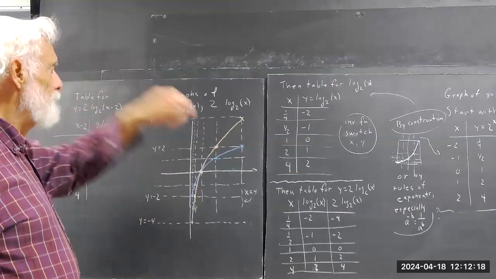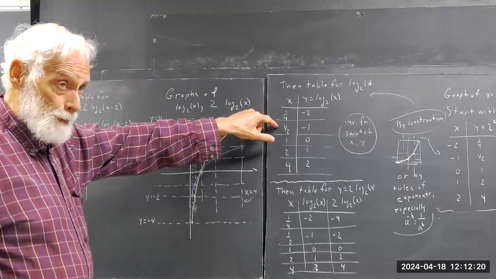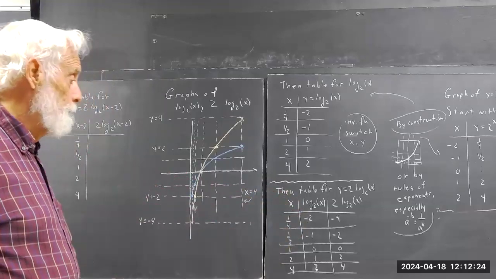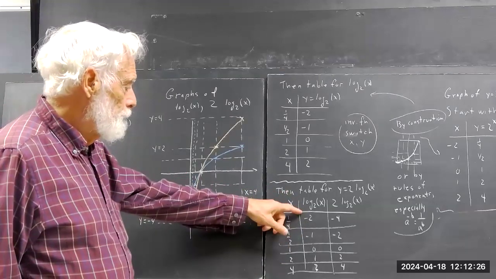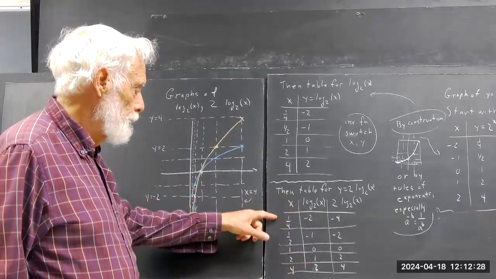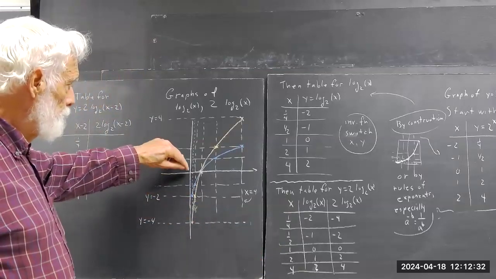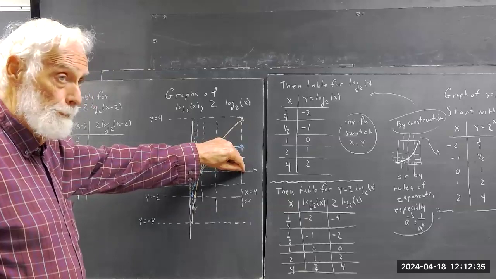Well, we haven't sketched this graph. Okay, we're going to sketch the graph of log base 2 of x. The y values go from negative 2 to 2, the x values go from 1/4 to 4, but of course we're going to include 0 in the graph. We go from 0 to 4.